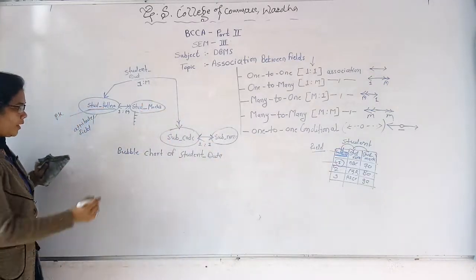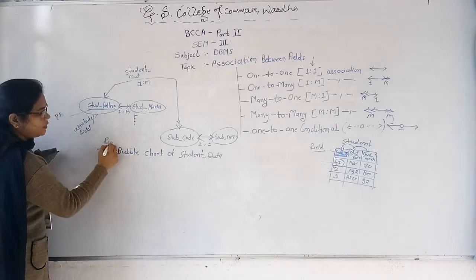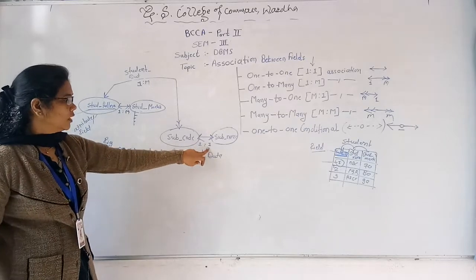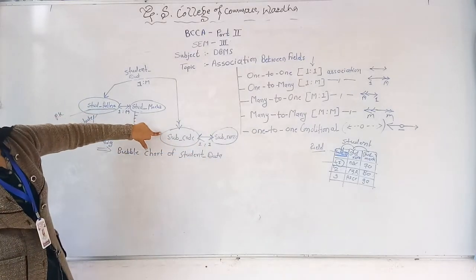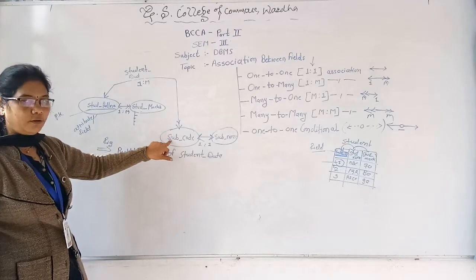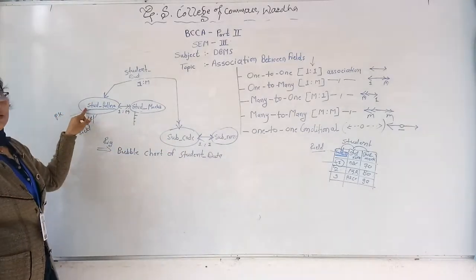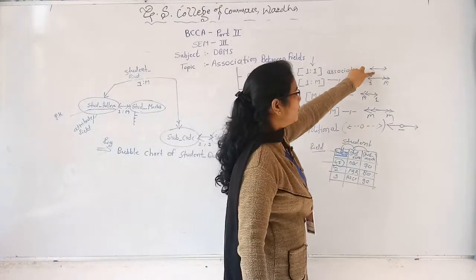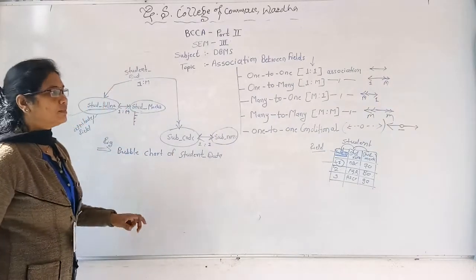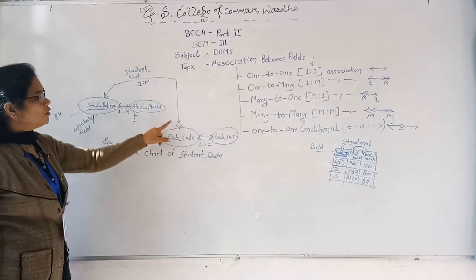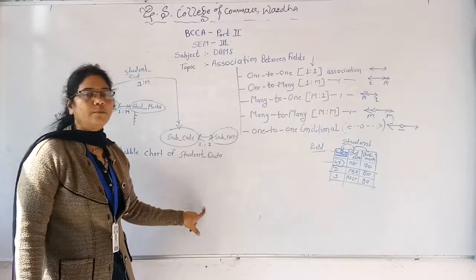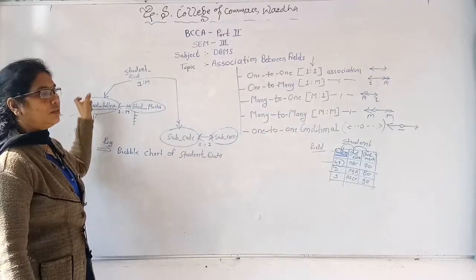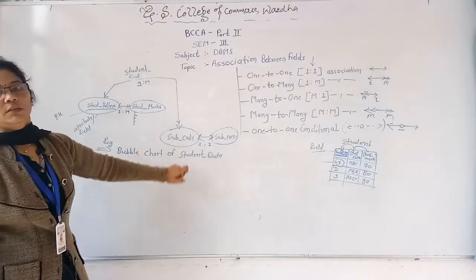So I hope so. And this is known as a bubble chart. That is nothing but the figure of bubble chart of student data. Student data is an entity. This is nothing but the association. This is the symbol. Oval symbol represents the attributes. When it is a primary key, it is indicated by the underline sign, and the association is represented by the arrow. So according to the occurrence of that particular data of the field in a table, it is nothing but the association between the fields.